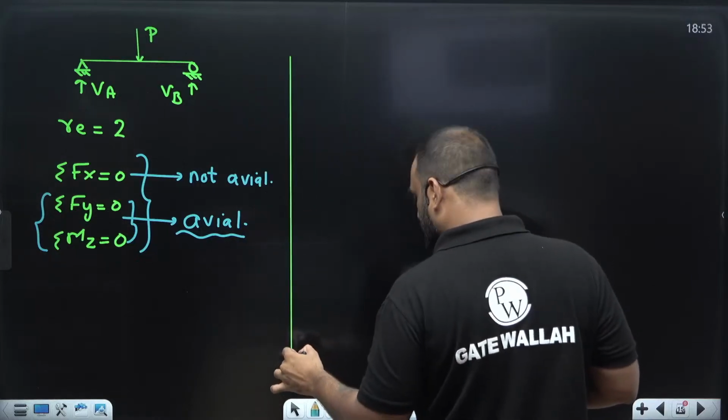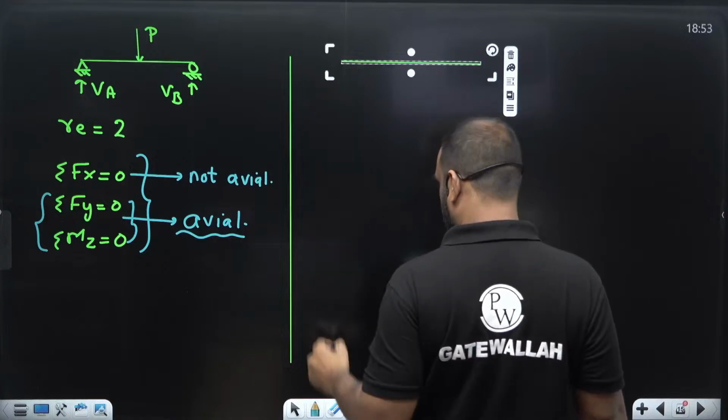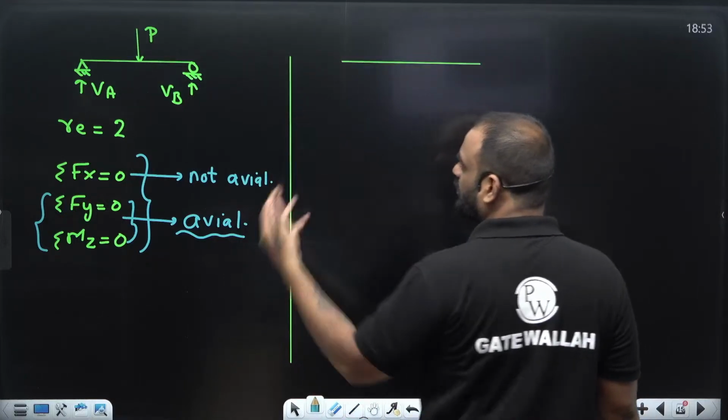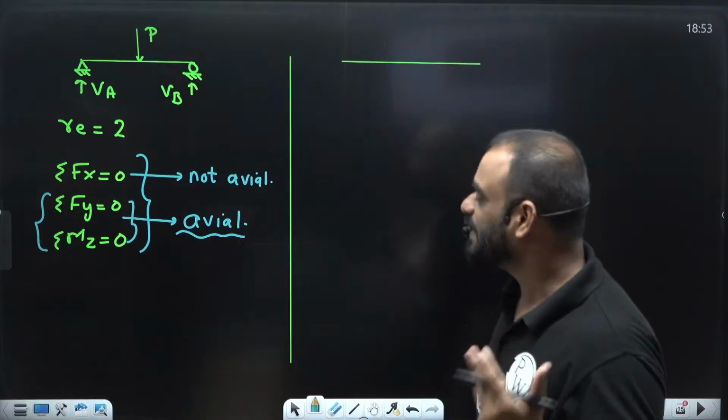Let us take another example. Right now, we are trying to understand the word which is available. Then later on, we will write down the general formula. Then we'll understand the special condition also.